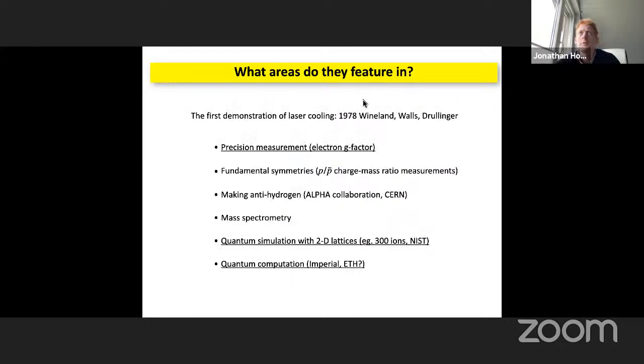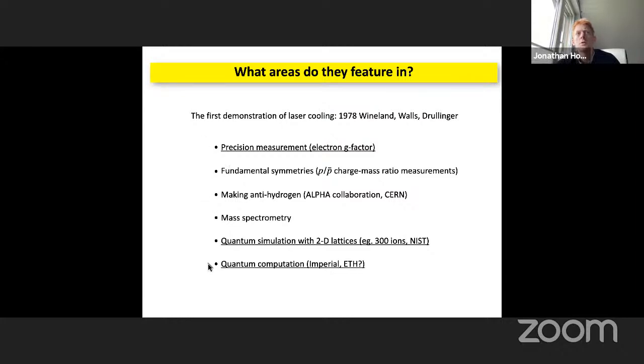So where do they feature? Actually, they feature in the history of ion traps pretty strongly. In fact, in the history of laser cooling pretty strongly, because the first laser cooling, Doppler cooling experiments ever done were done in Penning traps. That's this classic paper by Wineland, Walls, and Drullinger.